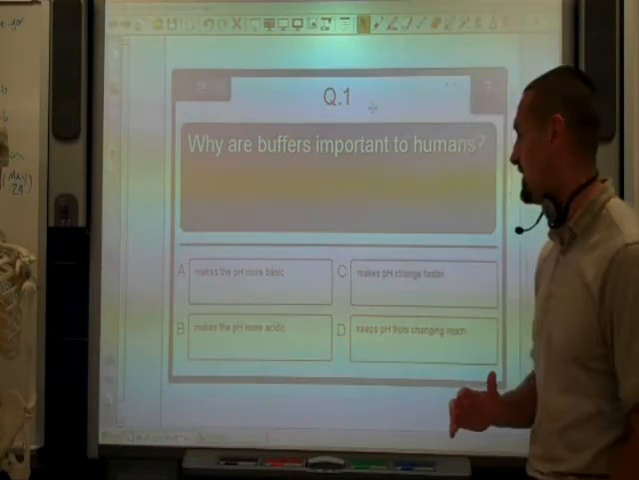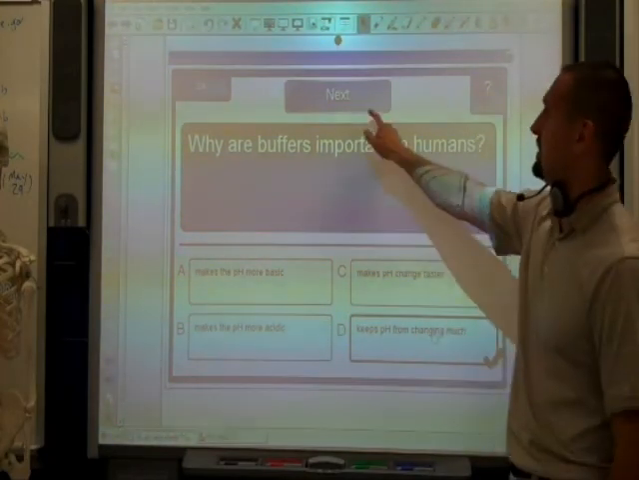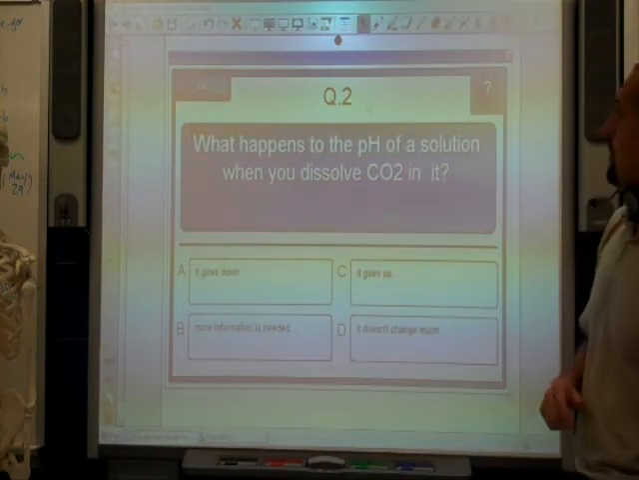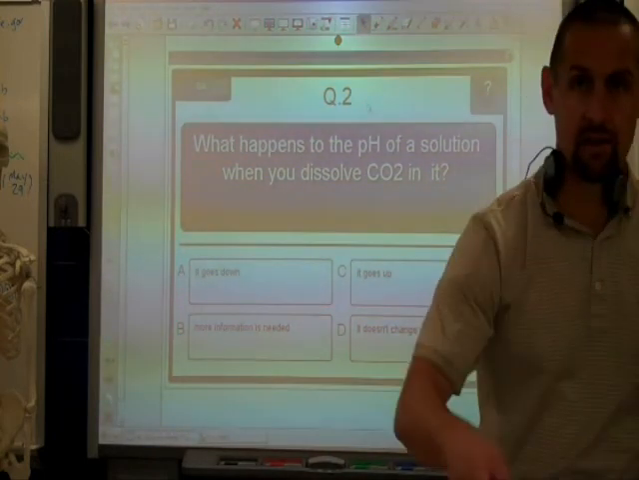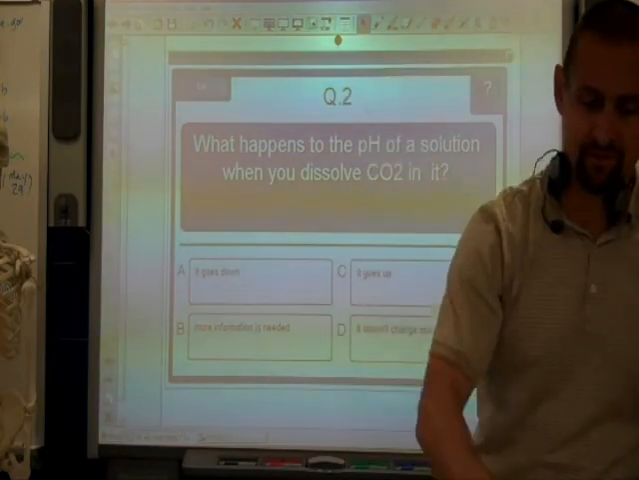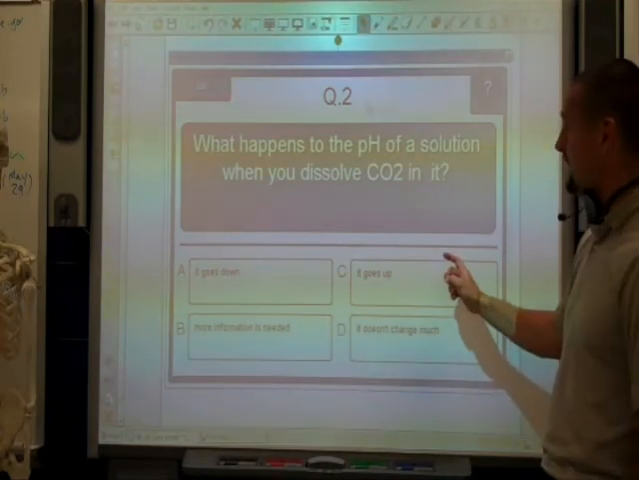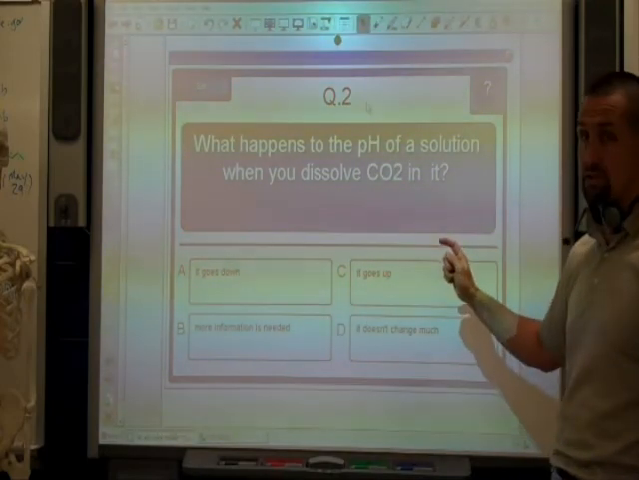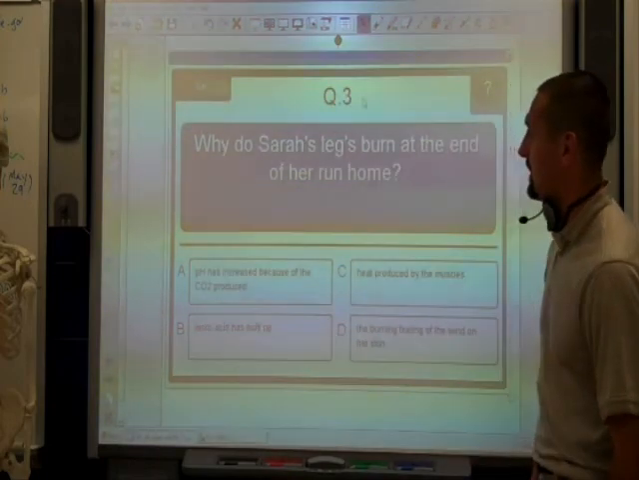The pH does not change much, so it helps keep the pH within a range that's acceptable. What happens to the pH of a solution when you dissolve carbon dioxide in it? Here's a big hint. The pH goes down. It becomes more acidic.